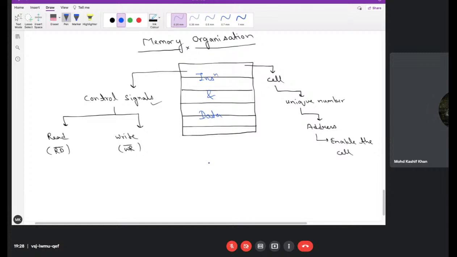Now write the next point. Memory chip is divided into equal parts called as cells.